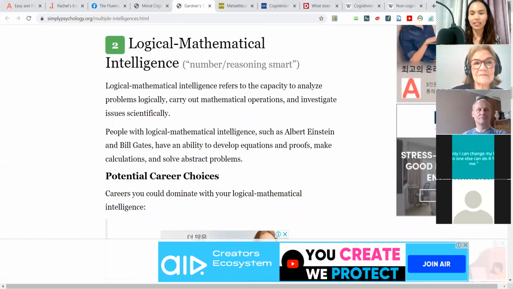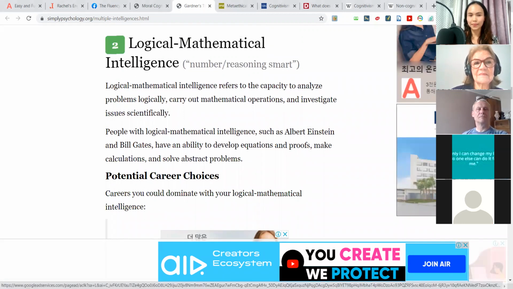Logical mathematical intelligence. Logical mathematical intelligence refers to the capacity to analyze problems logically, carry out mathematical operations, and investigate issues scientifically. People with logical mathematical intelligence, such as Albert Einstein or Bill Gates, have an ability to develop equations and proofs, make calculations, and solve abstract problems.